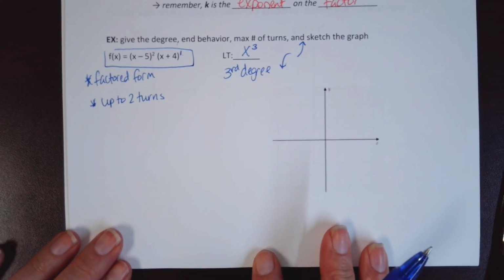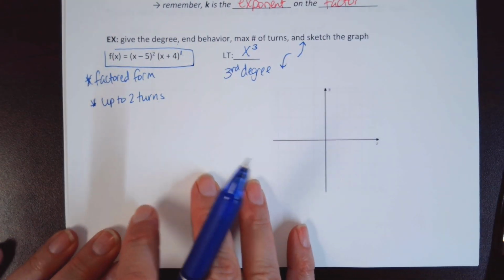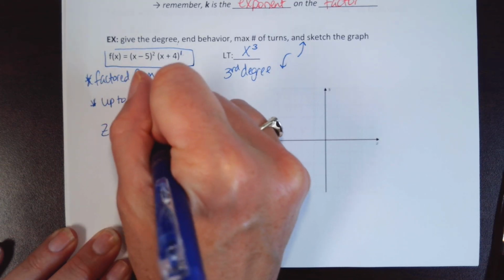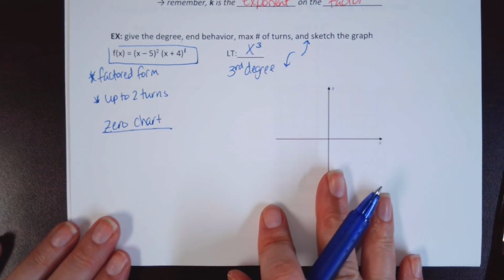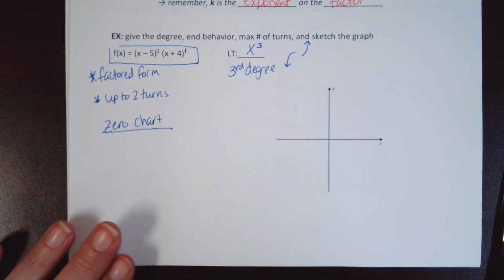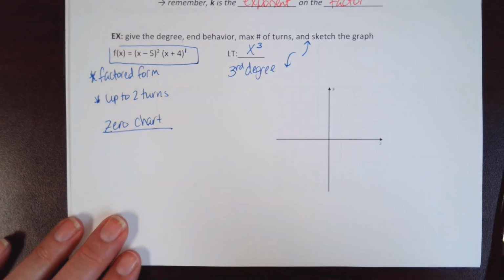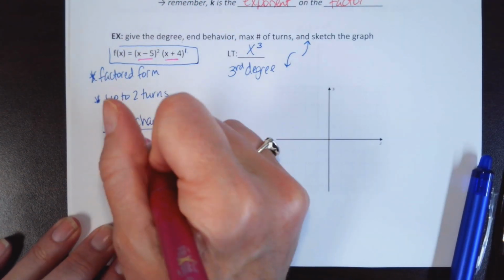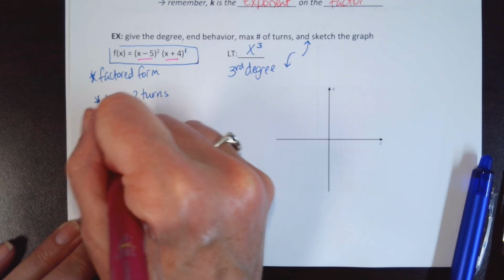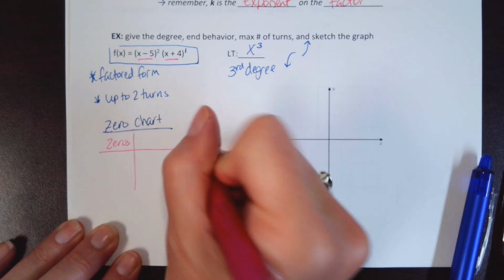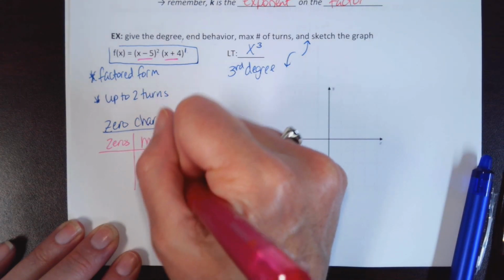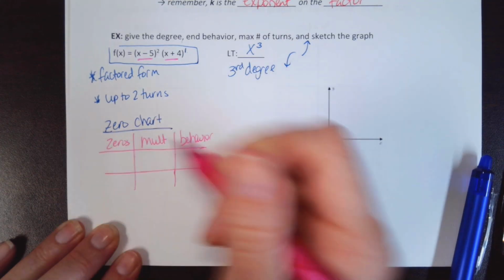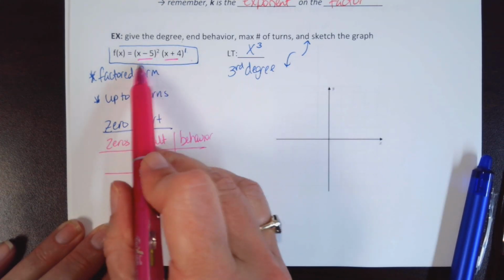There's a step to do between this and sketching the graph, and that is going to be your zero chart. I always, always, always expect to see this zeros chart. You're going to have the same number of zeros as you do factors. In this case, I have 2 factors, which means I have 2 zeros. I want to know the multiplicity of each zero and what that means about the behavior at that zero.